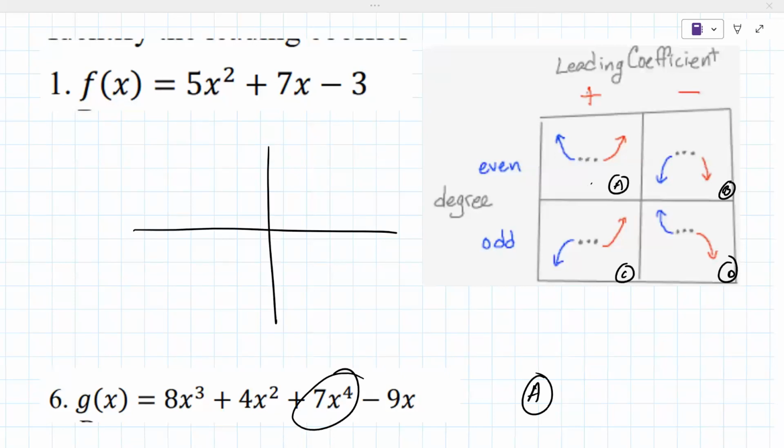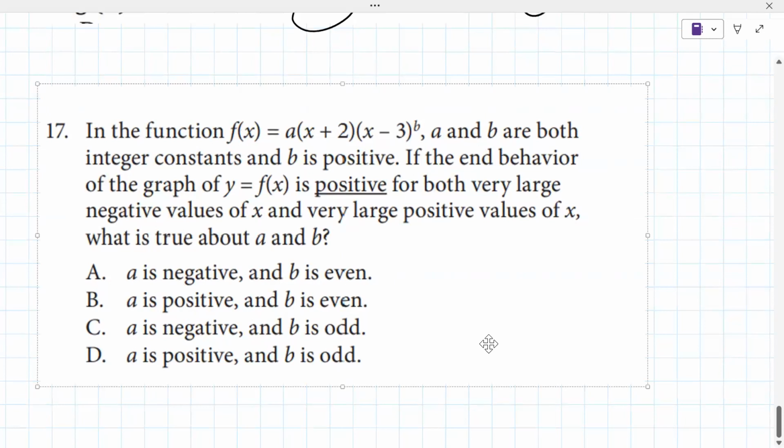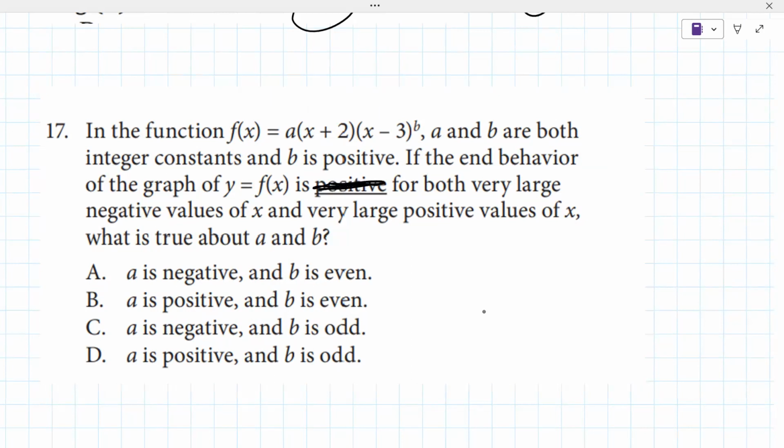Again, let me make a few adjustments to 17 to give you a new thing here. So let's say it's negative, and let's say it's now b plus 1 as your exponent there.